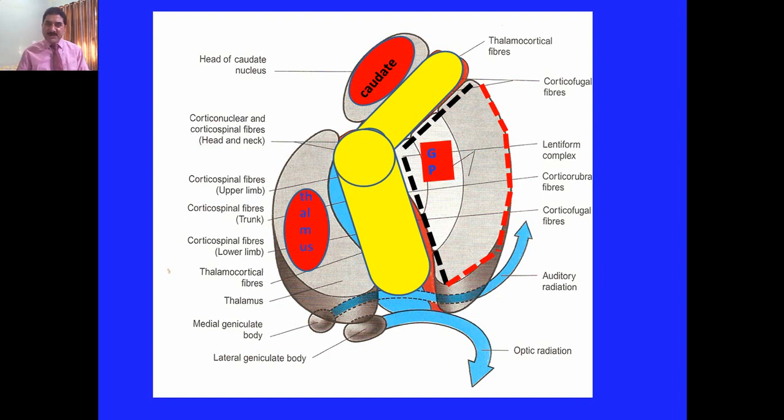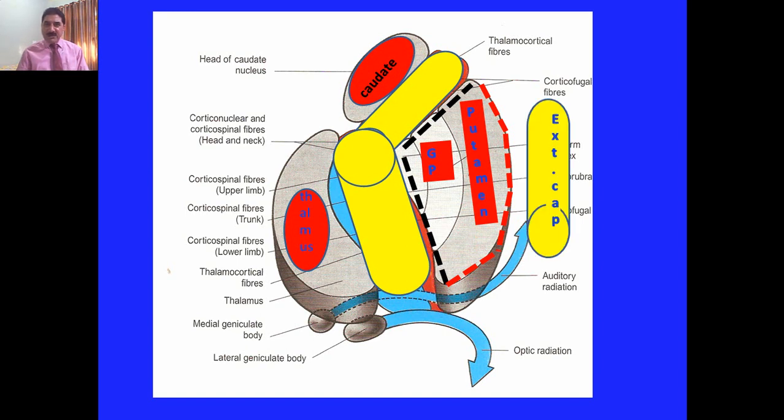This lentiform nucleus is again divided into two parts: the globus pallidus, which forms the paleostriatum, and the putamen, which with the caudate nucleus forms the neostriatum. Outer to the lentiform nucleus we have the external capsule, and outer to the external capsule we have the claustrum, which is a mass of gray matter in the insular cortex. So the external capsule separates the claustrum from the lentiform nucleus.